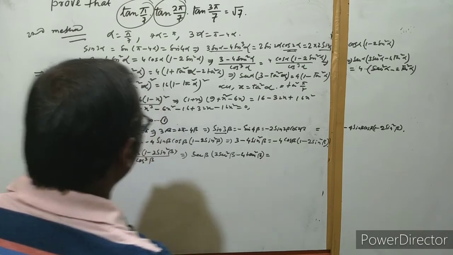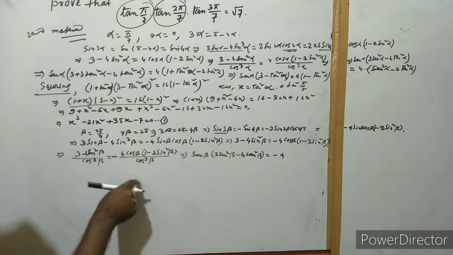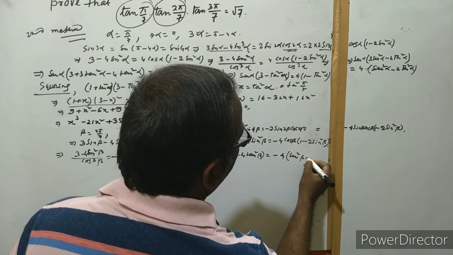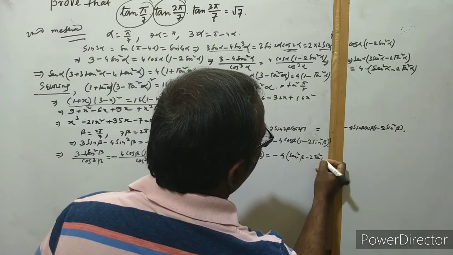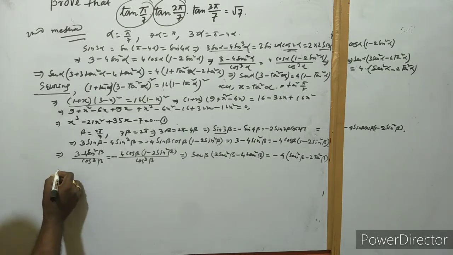Okay, and this is equal to minus 4, one factor of cos is cancelled, so divided by cos it is 1, then minus 6... here sec square beta minus 2 tan square beta. Okay, I think all of you have understood. So this is a very interesting question.